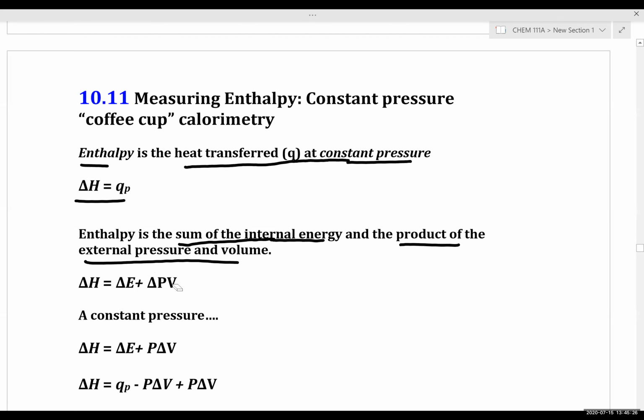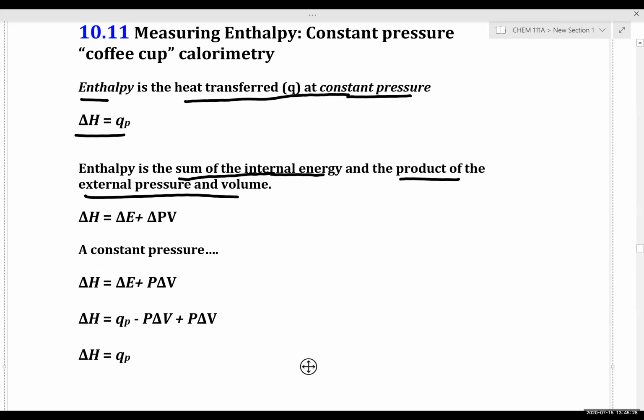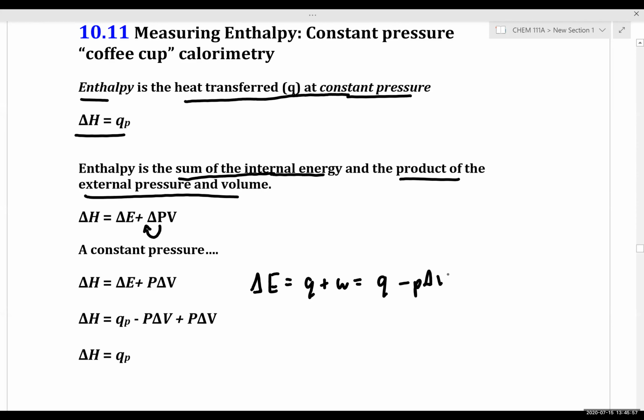Okay. So at constant pressure, in this delta PV term, the pressure is constant. So we can move the pressure out of this delta term because the pressure is not changing. In turn, that gives us delta H is equal to delta E plus P delta V. We know that delta E is equal to Q plus W, which is equal to Q plus, well, in this case, minus P delta V.